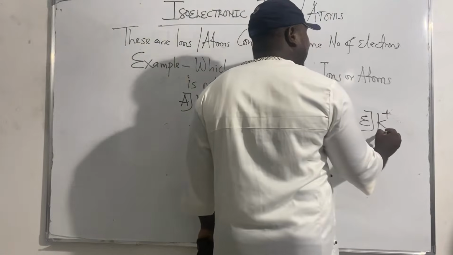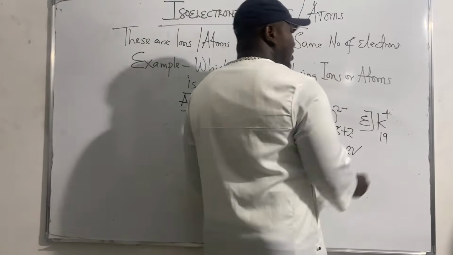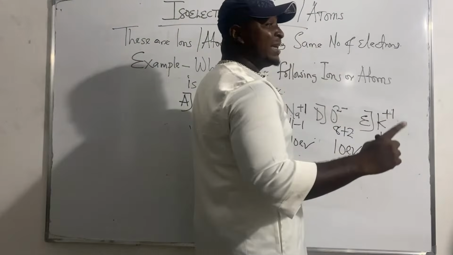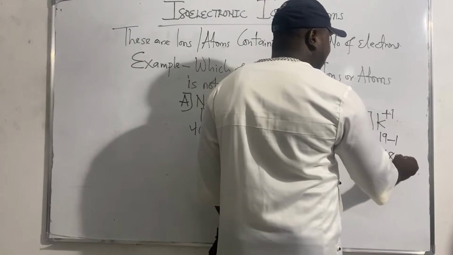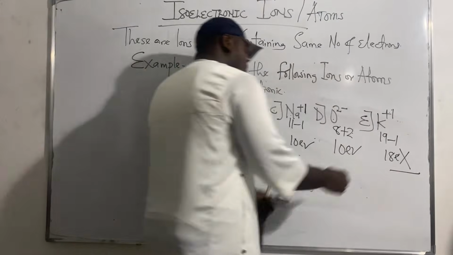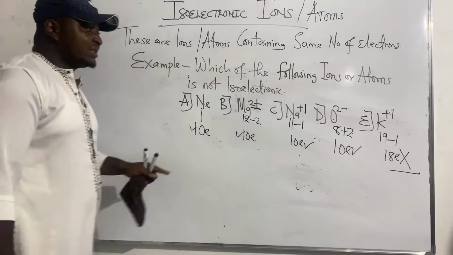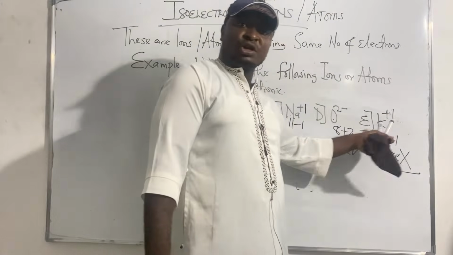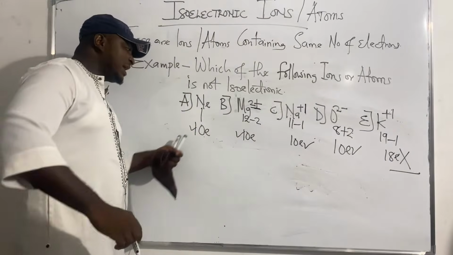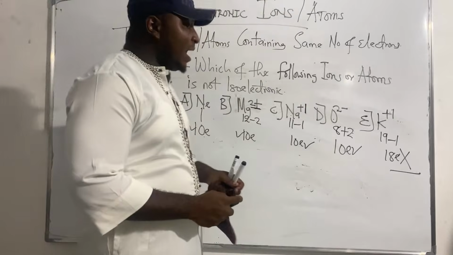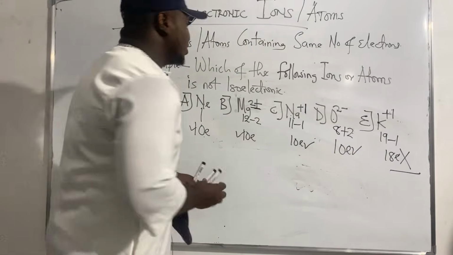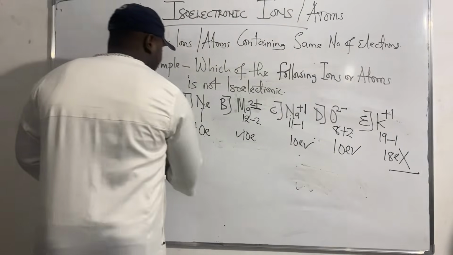Now let's go to potassium plus. Potassium is number 19 on the element table. But plus 1 means it has lost 1. In chemistry, when you are plus, you have lost. 19 minus 1 is 18 electrons. This one is not isoelectronic with the others. The others are isoelectronic because they contain the same number of electrons.